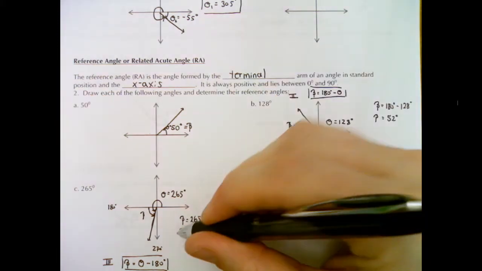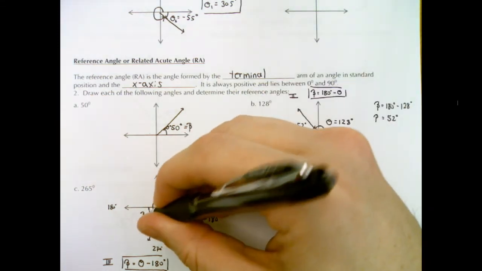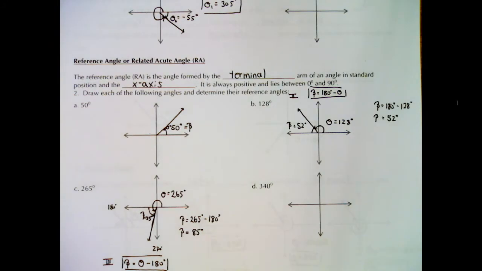And that's about as big as beta can get. There's my 85 degrees. It can be all the way to 90, but in this case, 85 degrees. That would be our beta. 265 would have taken us all the way to the terminal arm. 180 would have taken us all the way to the x-axis. The difference is 85 degrees. That's our beta.